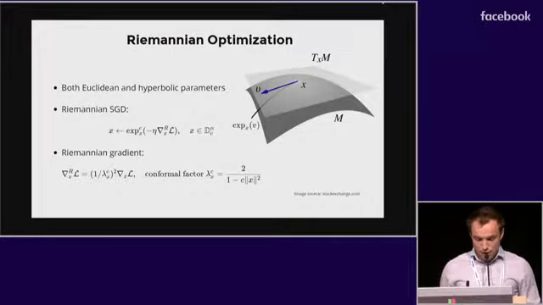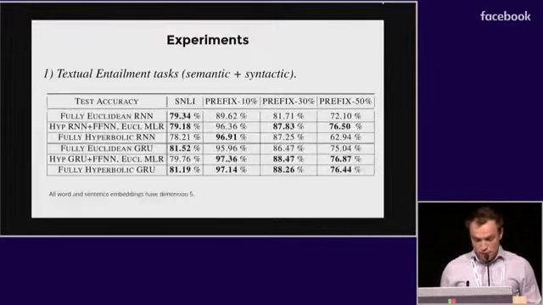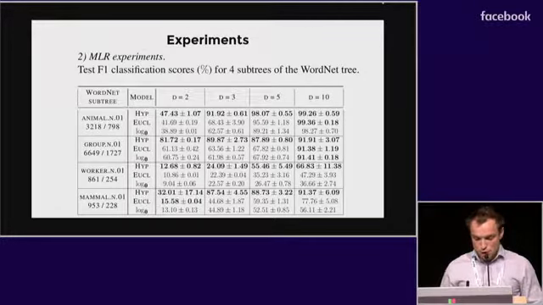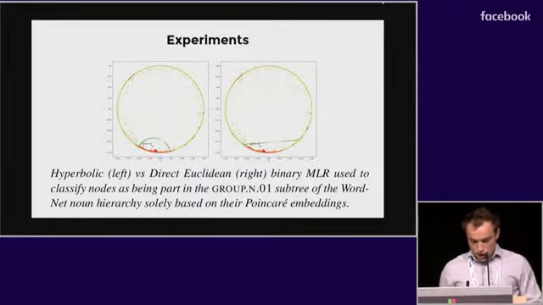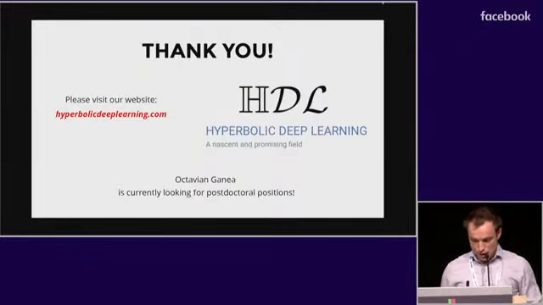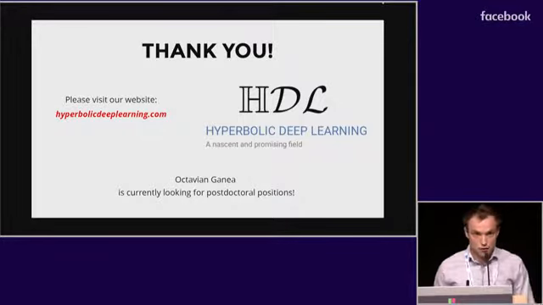Finally, we use full Riemannian optimization since we have closed form expressions for the exponential map and Riemannian gradients. In a set of experiments, we outperform all the Euclidean baselines on textual entailment tasks, both semantic and syntactic, and also on classification of subtrees of the WordNet tree. This is just basically done on pre-trained hyperbolic embeddings. Here I show on the left and the right side hyperbolic and Euclidean hyperplanes in 2 dimensions. Thank you very much, and please visit our poster number 29 and our blog, hyperbolicdeeplearning.com. And yeah, thank you very much.